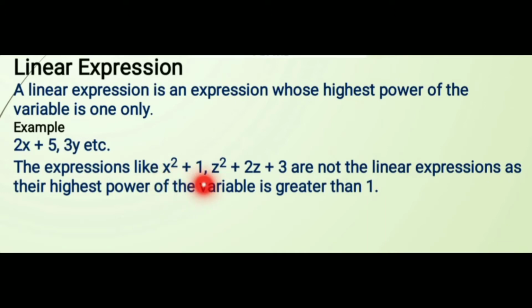Now see these expressions: x square plus 1 and z square plus 2z plus 3. What is the exponent of this x? 2. And z again 2. So both the variables x and z have the power more than 1. So these expressions are not linear expressions. The expressions like x square plus 1, z square plus 2z plus 3 are not linear expressions as their highest power of the variable is greater than 1. Understood?